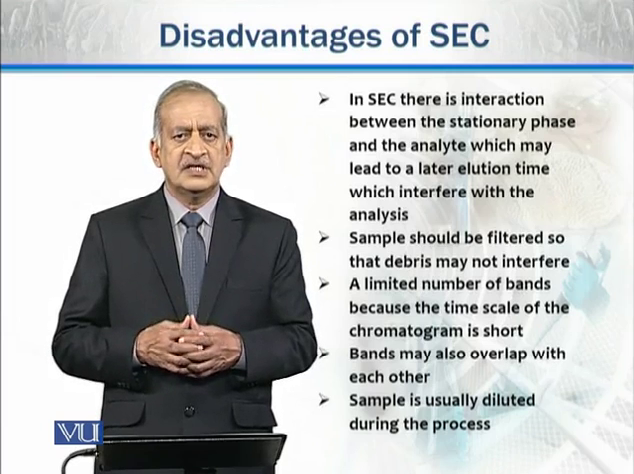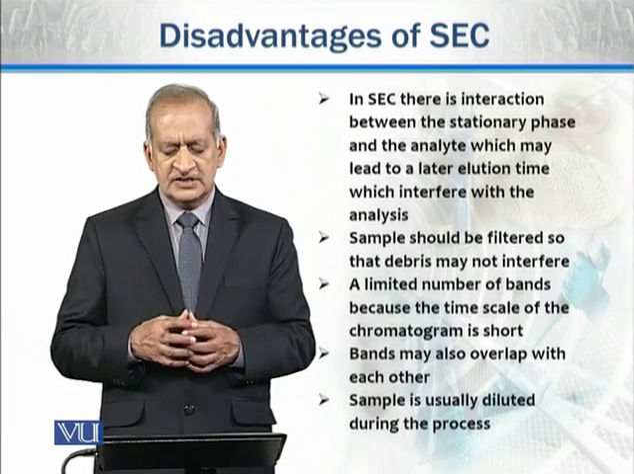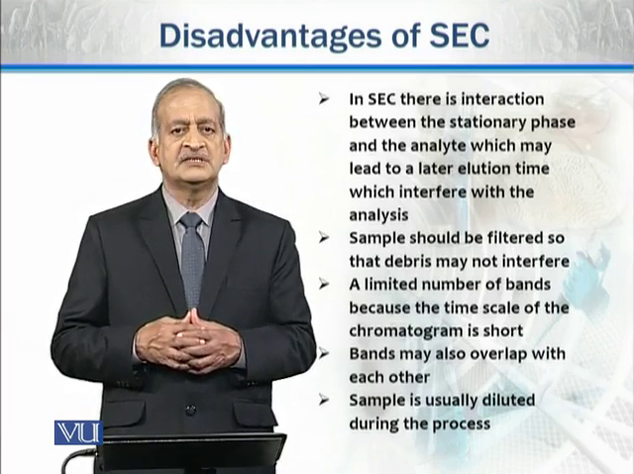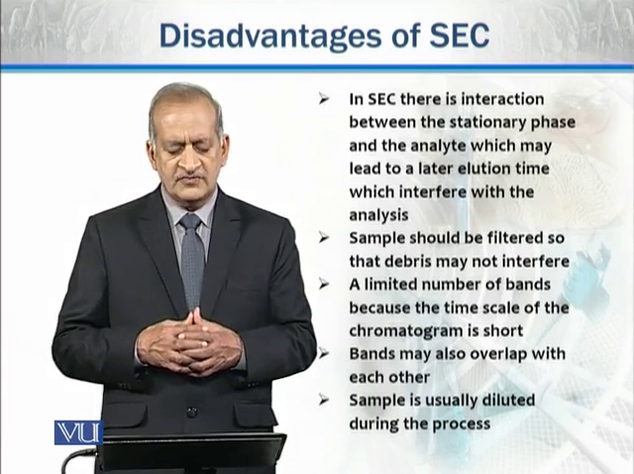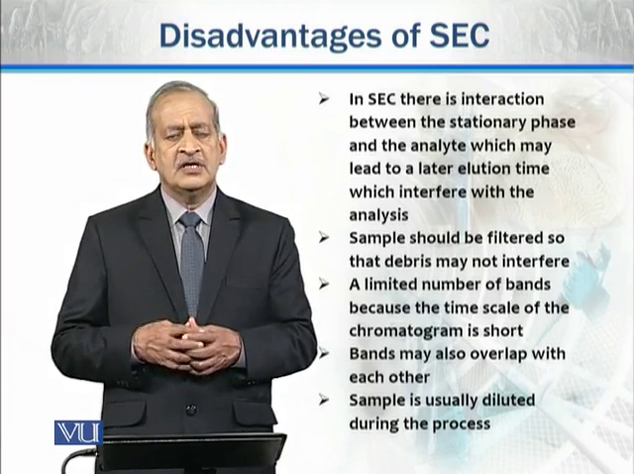And a limited number of bands are obtained because the time scale of the chromatogram is short. We have discussed that we need small time, less time. So that is why we may have a limited number of bands, which is also one of the disadvantages. Bands may also overlap with each other.